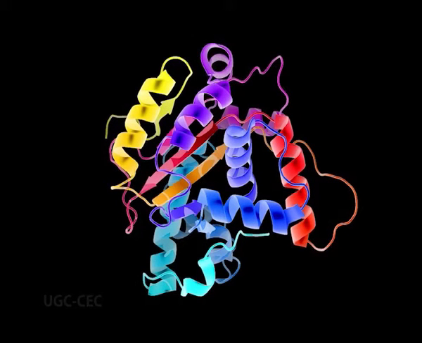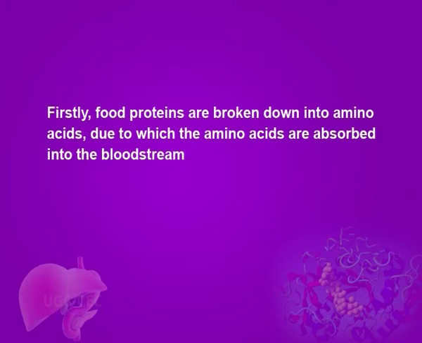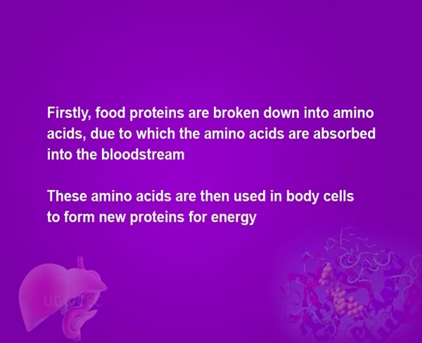As it is a known fact that protein molecules are made of long chains of amino acids bonded to each other, there are several steps involved in the metabolism of amino acids. Firstly, food proteins are broken down into amino acids, due to which the amino acids are absorbed into the bloodstream. These amino acids are then used in body cells to form new proteins for energy.